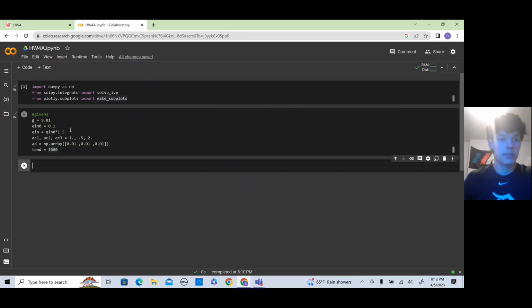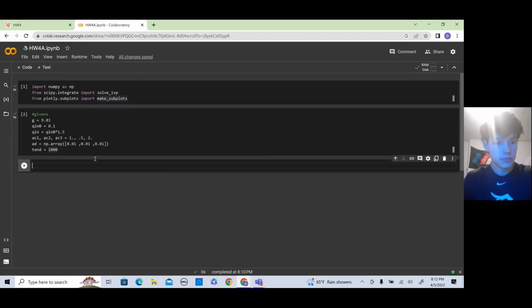And some of the givens: our gravitational constant, our initial flow rate of 0.1, what it will change to when we start. So 0.1 times 1.5 is 0.15. Our cross-sectional area of tank 1, 2, and 3. The area of our drainage hole, which is 0.01 for all of them as an array, and the time at which we will end.